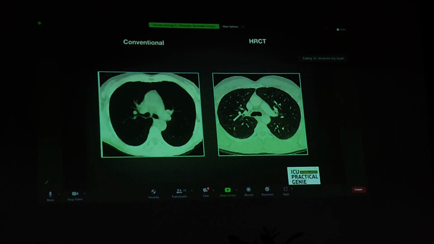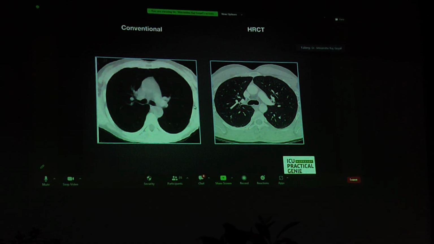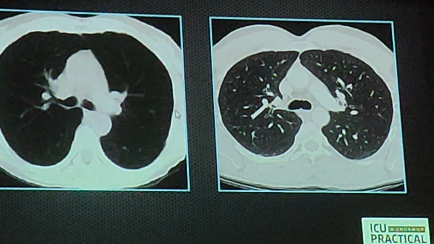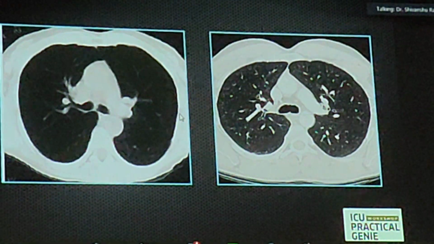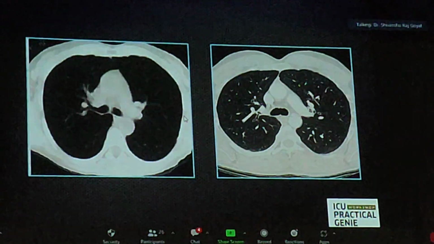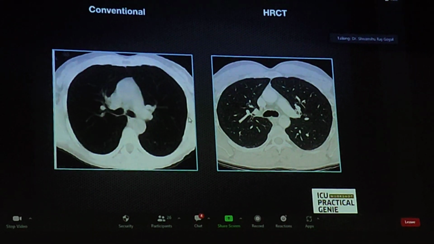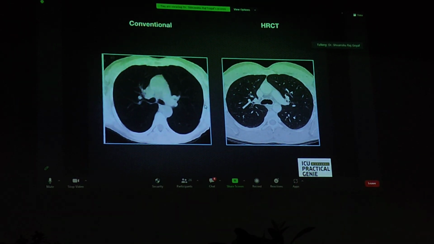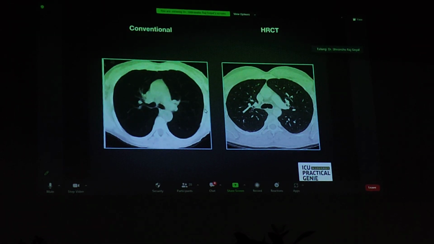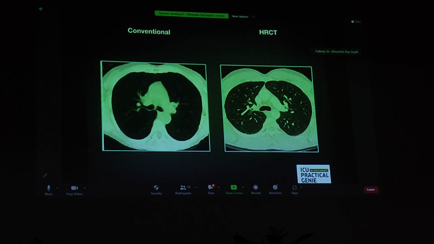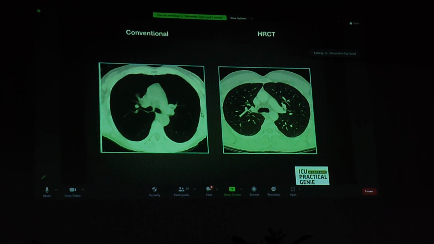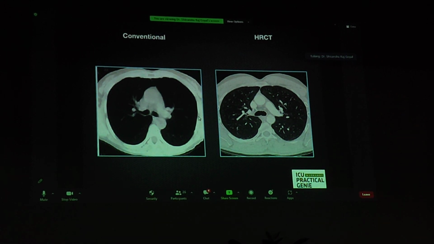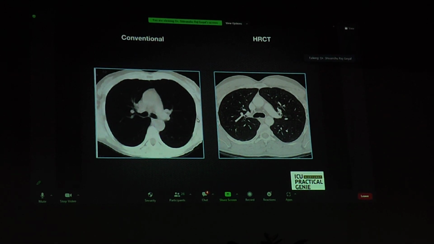Look at the amount of difference in the images, what you see in these two images. The same patient, same location. What you see on the left is a conventional CT scan and what you see on the right is an HRCT. So the amount of difference, what you see, do not get misled by every dot and line on an HRCT. Everything is not abnormal. Normal lines become so much enhanced on an HRCT, so you have to train your eyes in such a way that you identify normal versus abnormal.